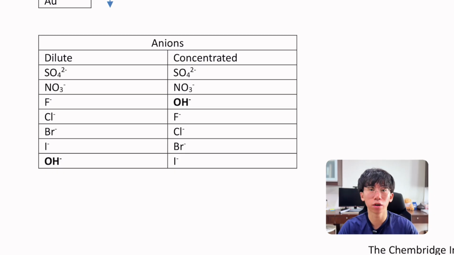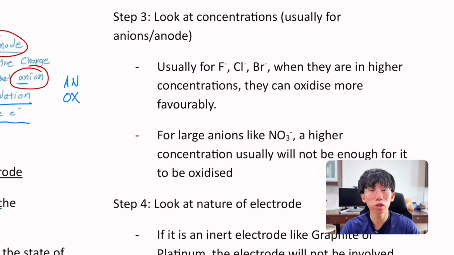The anion that is easier to discharge will win the discharge battle and will have the reaction that happens in the electrolytic cell. Once you've sorted out which cations and which anions go to which electrode, you also want to take note of the concentration of the solution. Usually, concentration will only matter for the anode because it only concerns your anions.